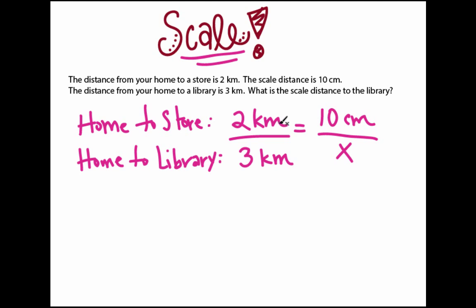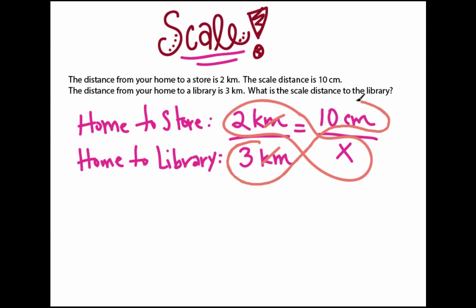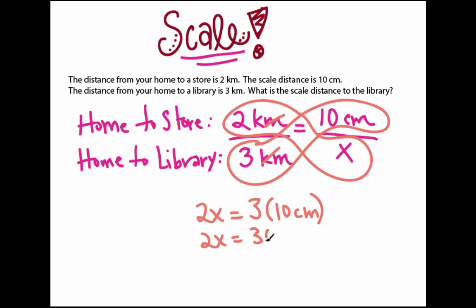The next thing that you can do is cross out your kilometers because they are the same. And then you're going to be cross multiplying. You're going to multiply 2 times x, and then you're going to multiply 3 by 10 centimeters. It's going to look like this. So 2 times x is equal to 2x, and that will equal 3 times 10 centimeters. So then you'll get 2x is equal to 30 centimeters.